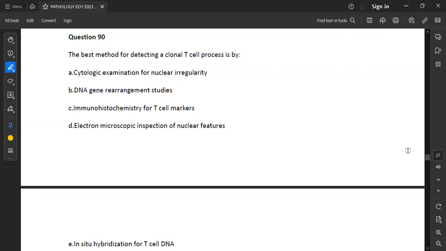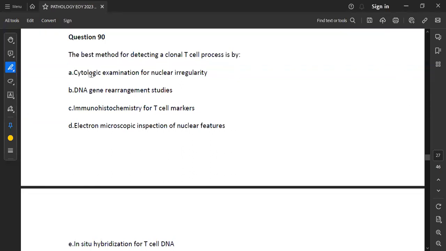You remember in the formation of a T cell, you had that process. A clonal T cell process is basically having T cell clones, T cells that have a similar receptor. When we were forming a T cell, there was that part, VDJ recombination, and that's what was being rearranged so that you get different T cells. So you need to study that point to tell whether they're clonal T cells, by looking at that recombination. And that's why I was going with B, DNA gene rearrangement studies.